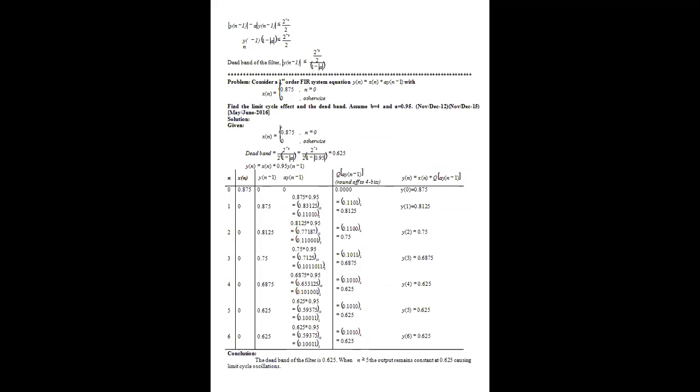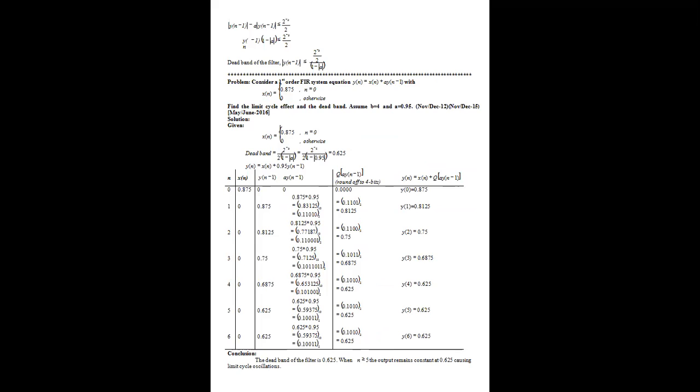This is nothing but the difference between the quantized value and the actual value. So the modulus of Q of a of y of n minus 1 minus a of y of n minus 1 should be less than or equal to 2 to the power of minus b by 2. The deadband of the filter for a limit cycle oscillation is that Q of a of y of n minus 1 is equal to a of y of n minus 1 when a is greater than 0. Similarly, when a is less than 0, it is minus a of y of n minus 1. So finally, we can take the modulus of this value.